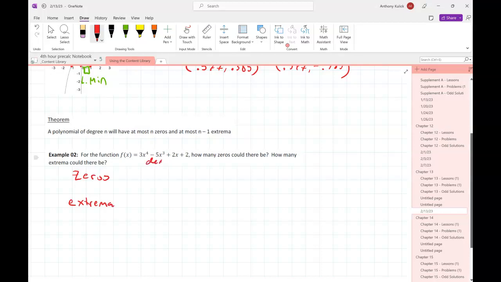So I'm going to start by first observing what the degree for our polynomial is. The degree here is 4. Again, just the biggest exponent on a variable. So how many zeros could there be?